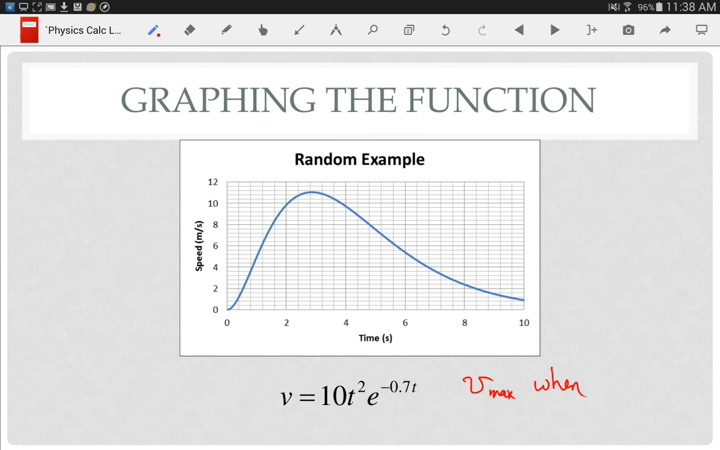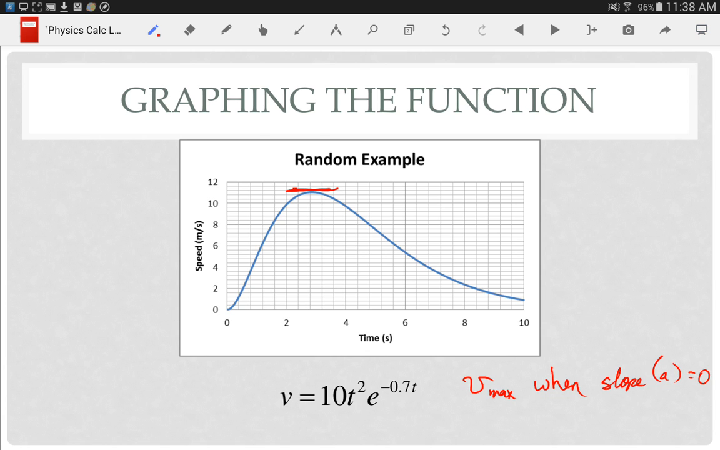Okay, Sally wants to answer. Isn't it when acceleration is 0? Okay, when acceleration is 0, what does that mean on this graph? That it's changing direction. Okay, that the slope is 0. So Vmax is when the slope, which is the acceleration, equals 0.